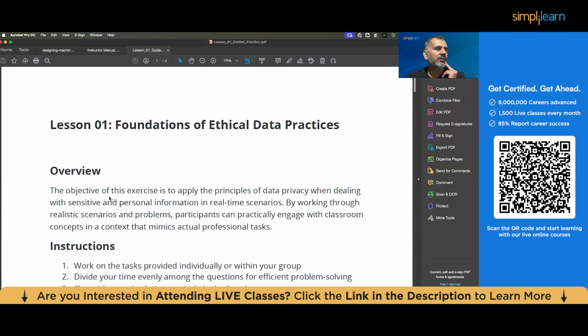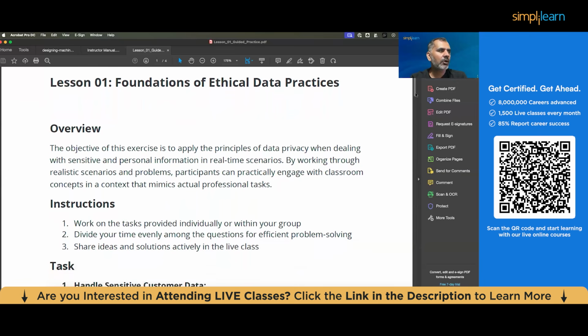The objective of this exercise is to apply principles of data privacy when handling and dealing with sensitive and personal information in real-time scenarios. While working through this case study with a realistic scenario and problem, participants can practically engage with classroom concepts and context that mimic an actual professional task. So we have a few questions, and you need to think about how you are going to implement these policies in your organization.